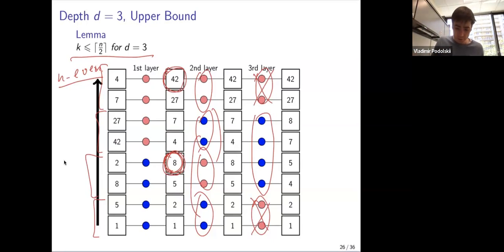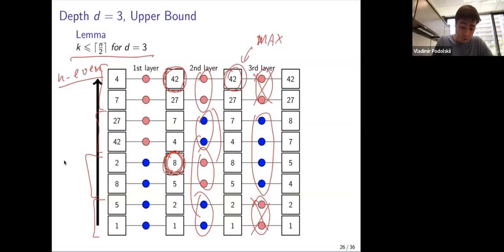And then if I look at the second layer, then these two things go to the same comparator, right? So the maximum is necessarily here, right? So we already sorted the maximum.